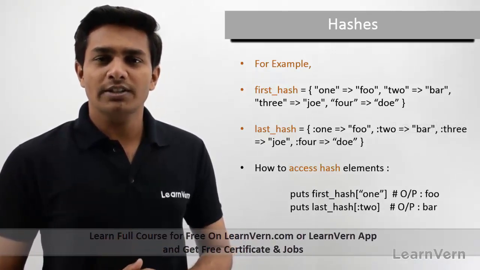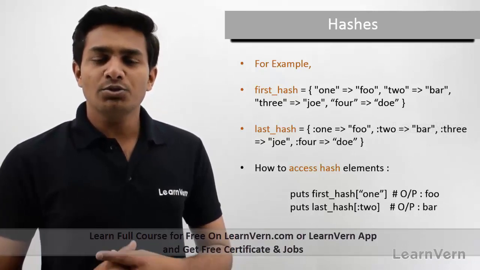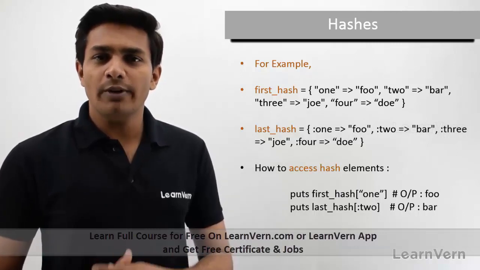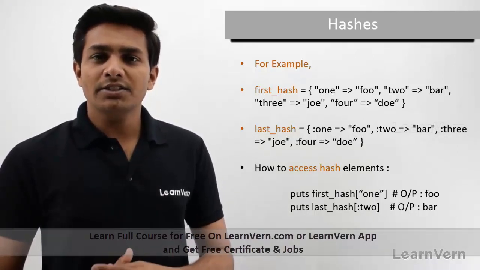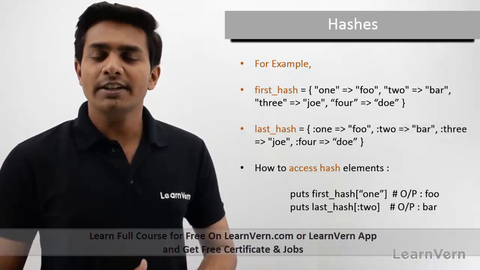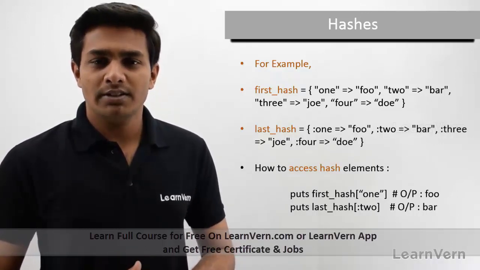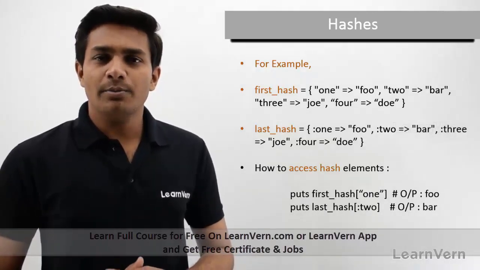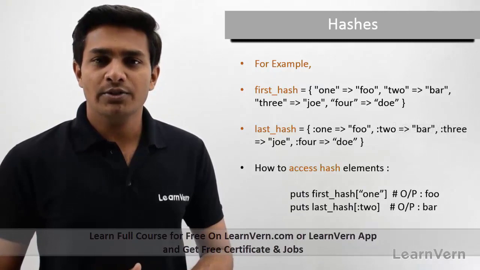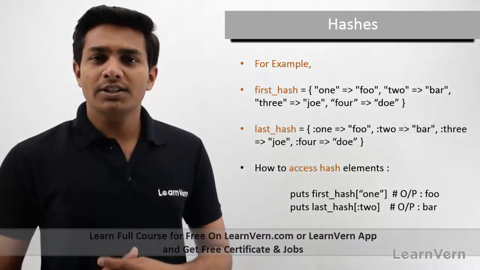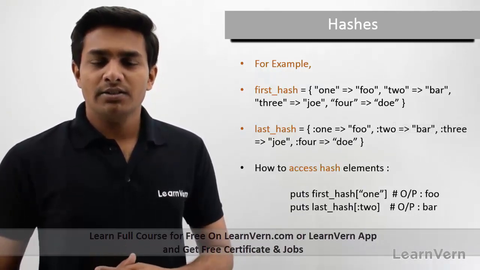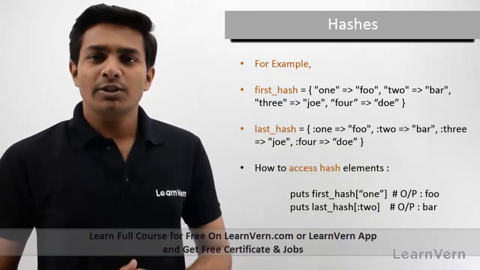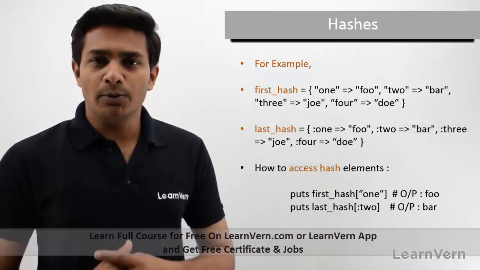For example, here in my first example, I want to use my value foo. For using foo value, I need to pass its relevant key. Here in the example, the key is 1. So what I need to write is puts and my hash name, that is first hash, and I need to pass the key into the bracket, that is 1 here in my example, and it will return me my desired output, that is foo.